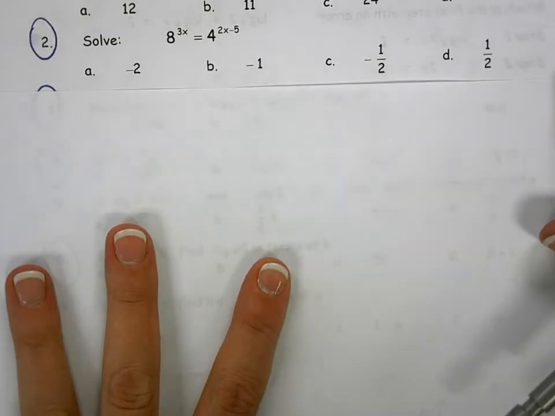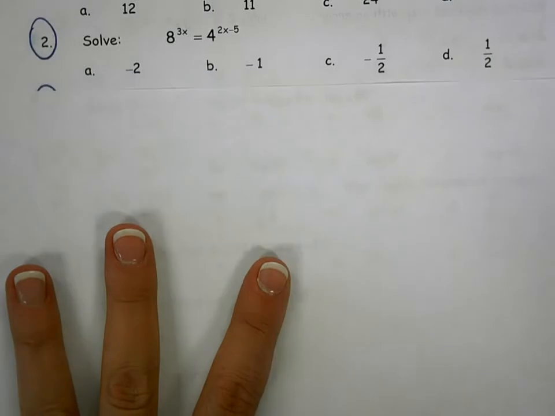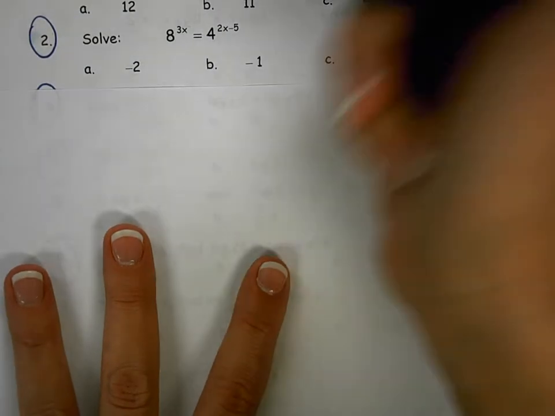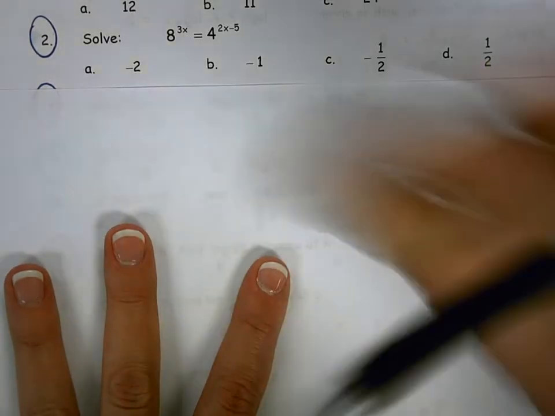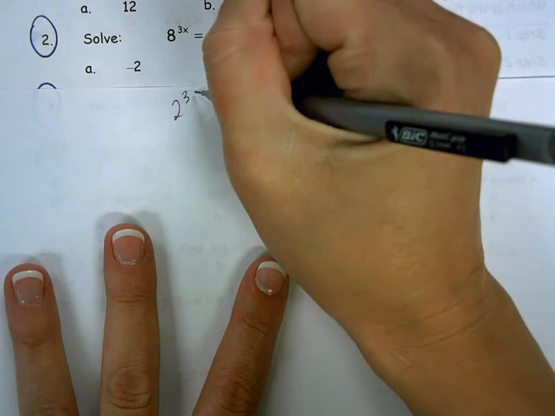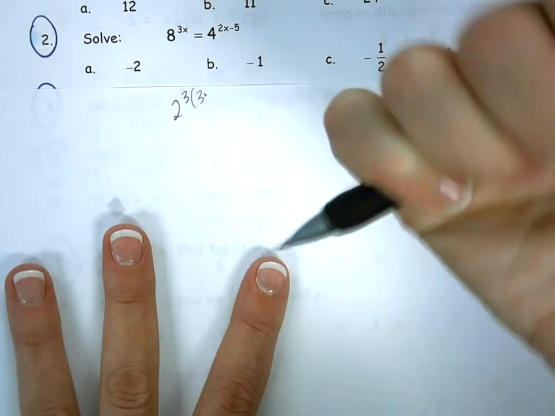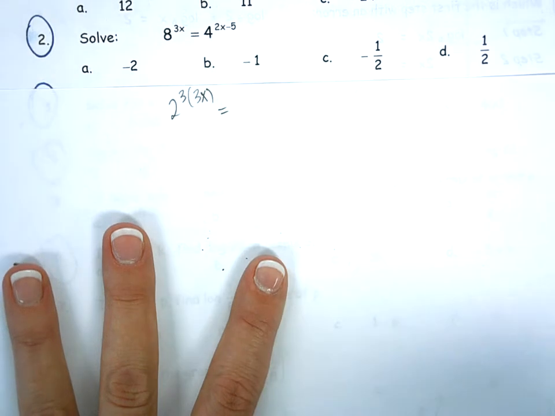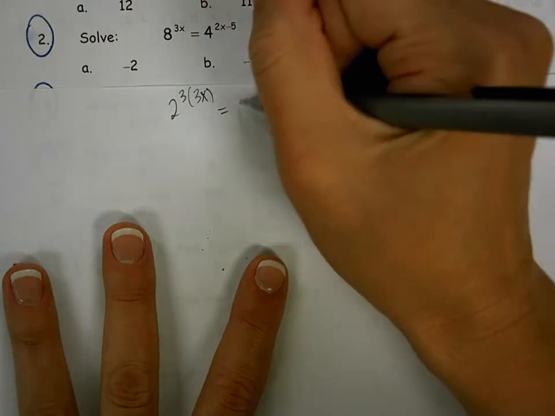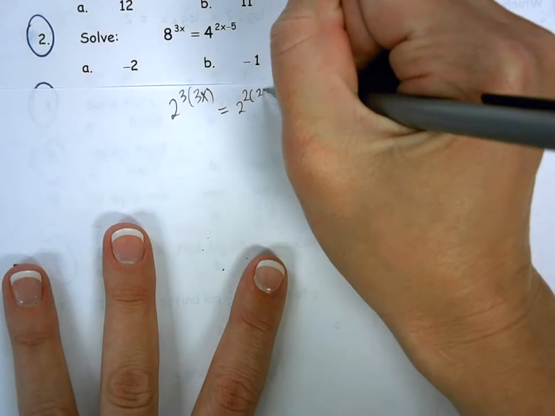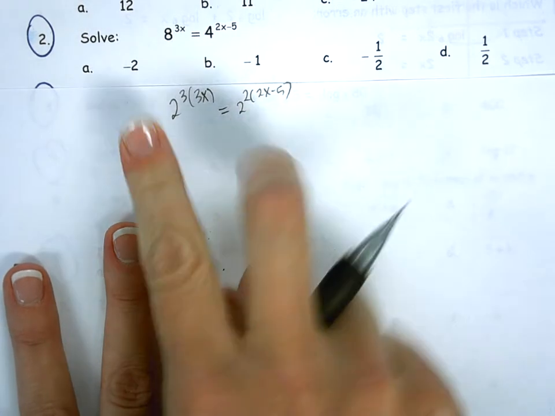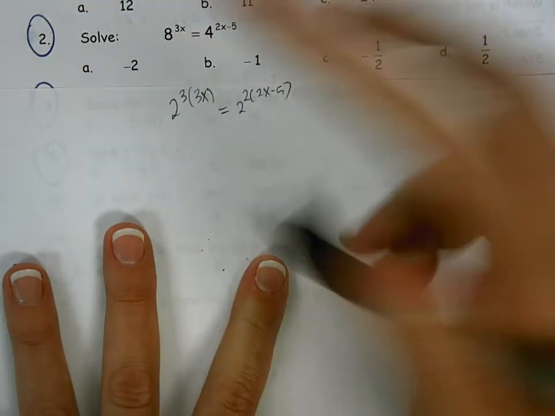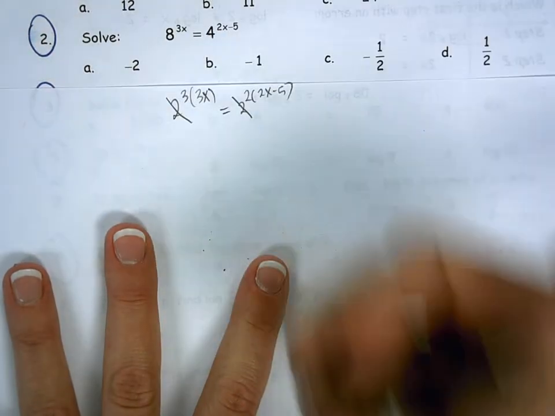Get the same bases. Exactly. So what base could we use? 2. Okay, so 8 is 2 to what power? 2 to the third. And then you already have the 3x there, so you have the 3x. And then equals, and 4 is going to be what? 2 to the second, and then we already have 2x minus 5. Once your bases are the same, then we can, good, and then we solve.